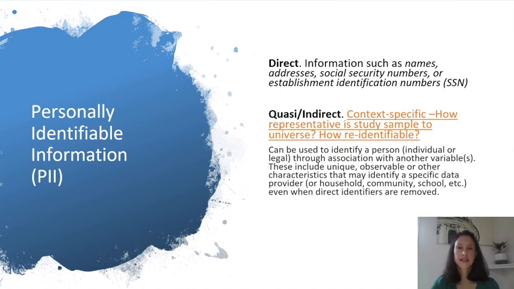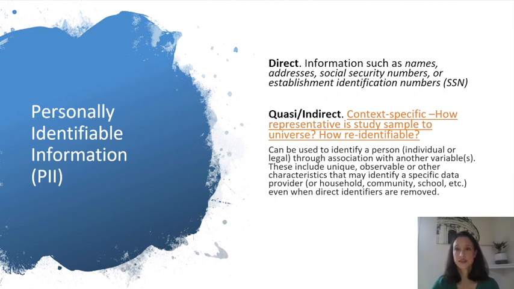The other category is the slightly more difficult one, and this is the area of quasi-identifiers or indirect identifiers. I'll talk through a little later in the disclosure limitation toolkit section about how important it is to understand your study sample and how representative it is of the potential universe for that population that you're studying. But just to define, indirect identifiers can be used to identify a person through association with another variable.